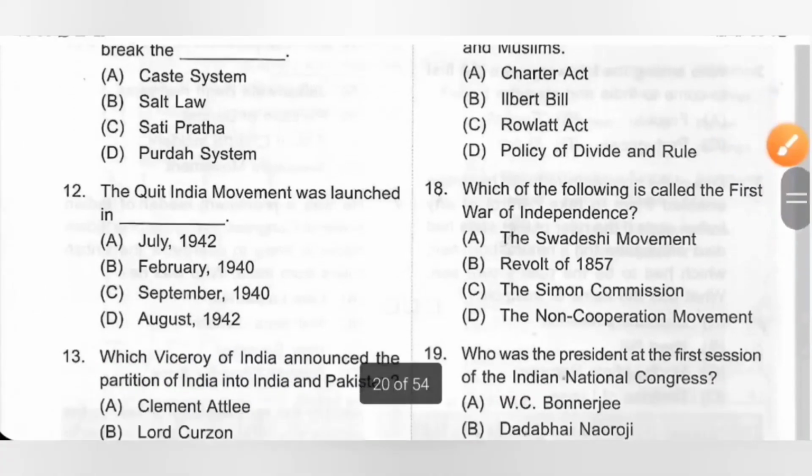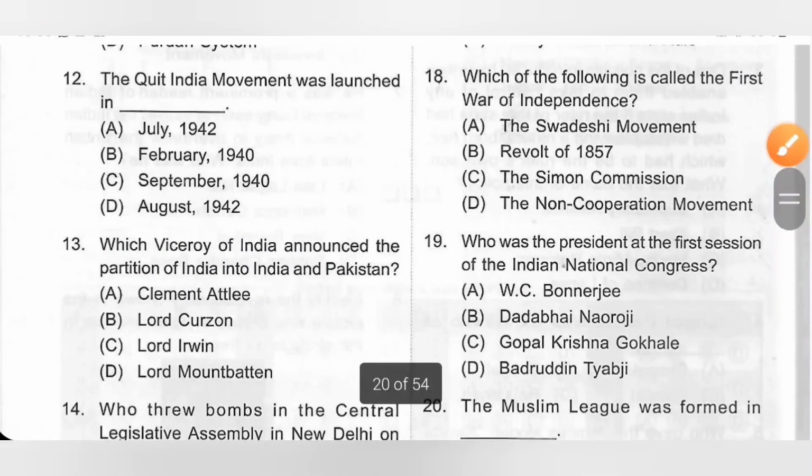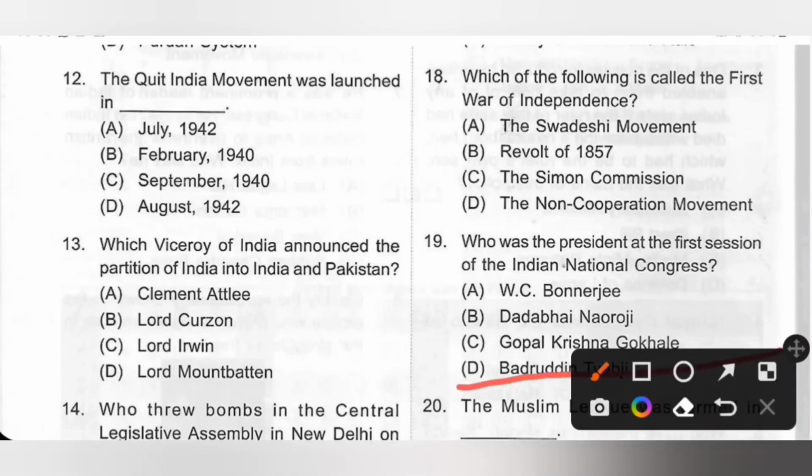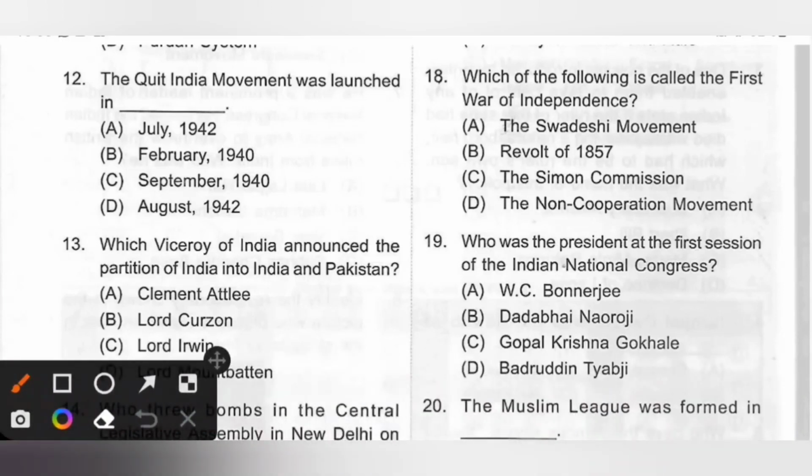18th, which of the following is called the First War of Independence? Option A, Swadeshi Movement, B, Revolt of 1857, C, the Simon Commission, D, the Non-Cooperation Movement. So, to be free from the unjust British rule, people of India united themselves and revolted against the British government in 1857. This revolt is known as the Revolt of 1857. It is called the First War of Independence. So, option B is the correct answer.